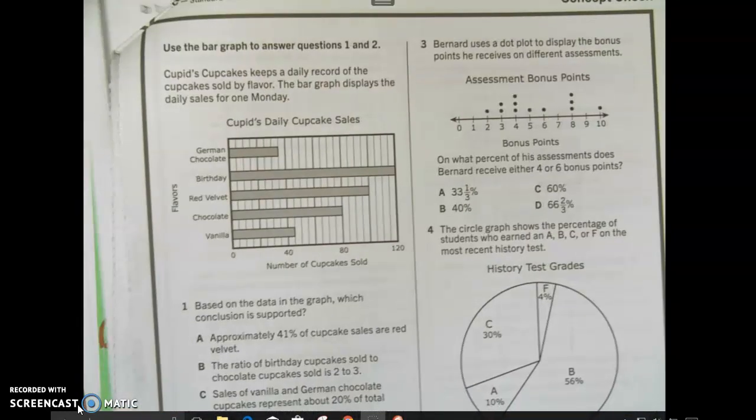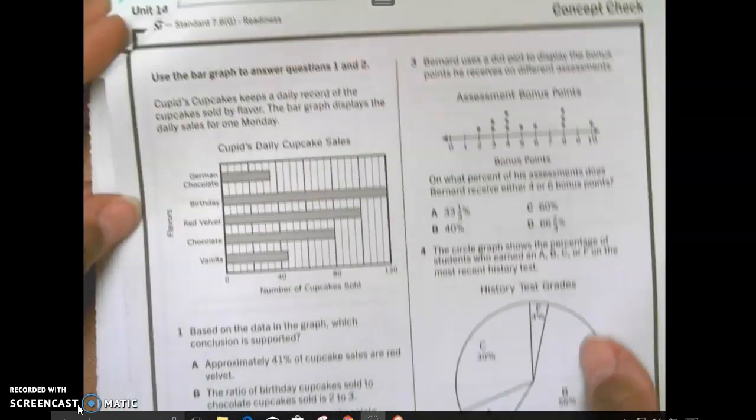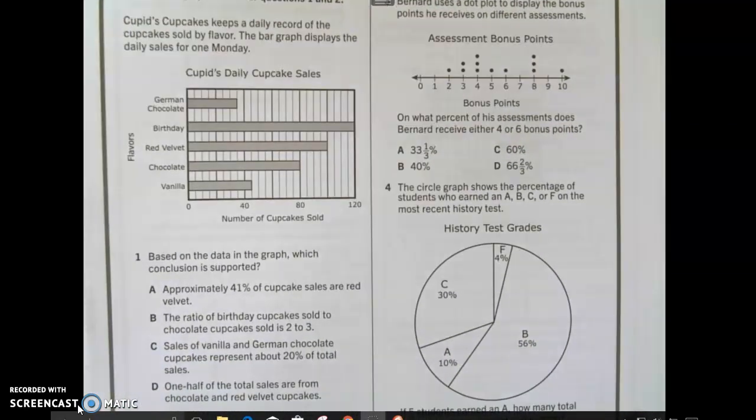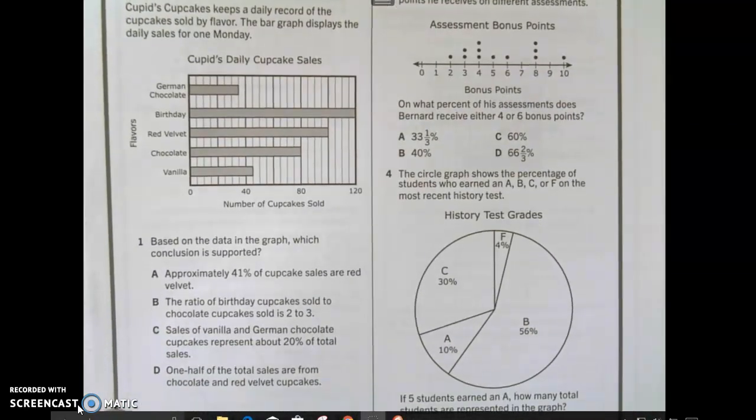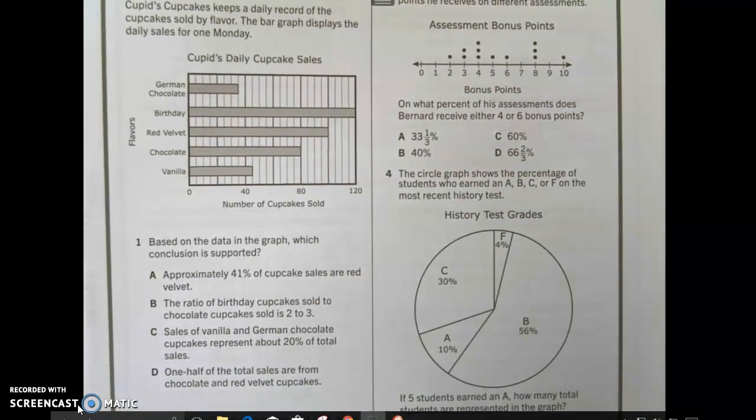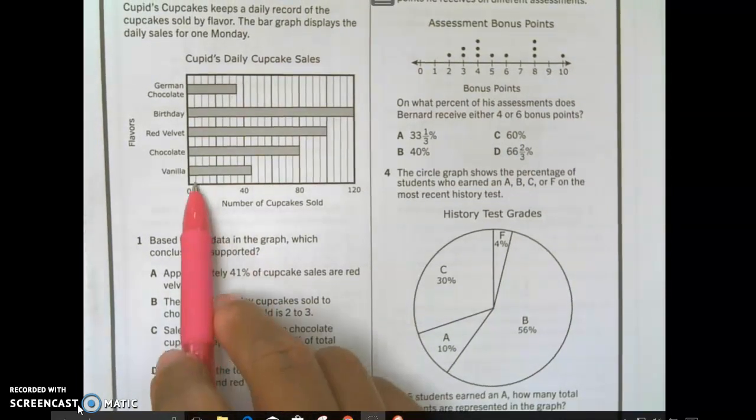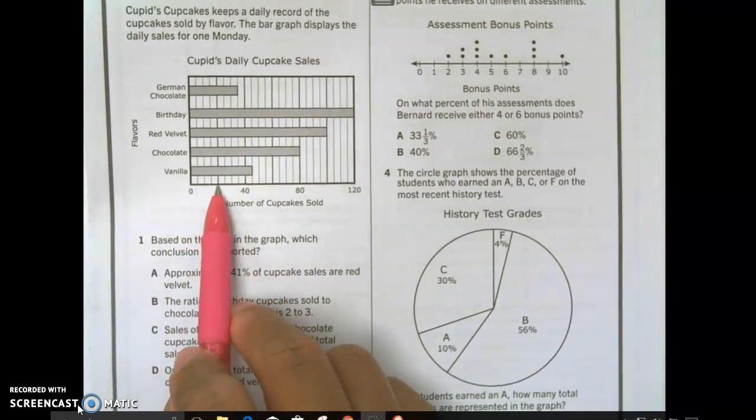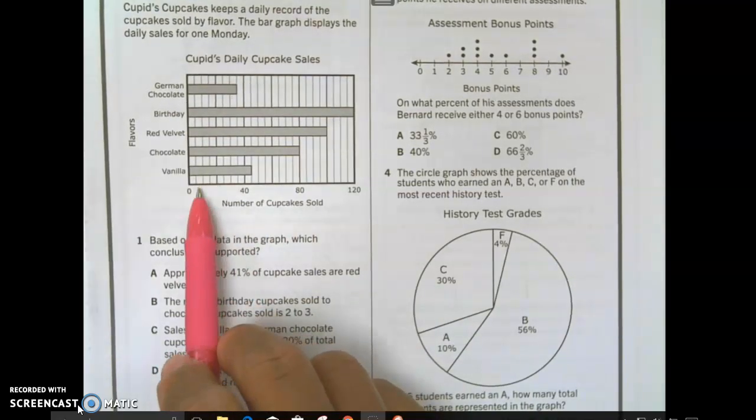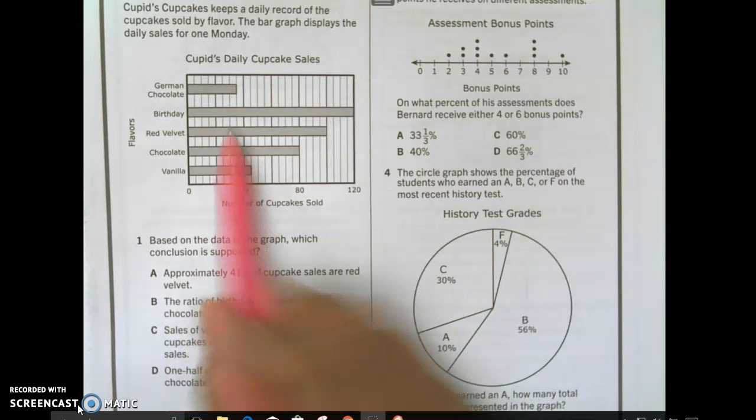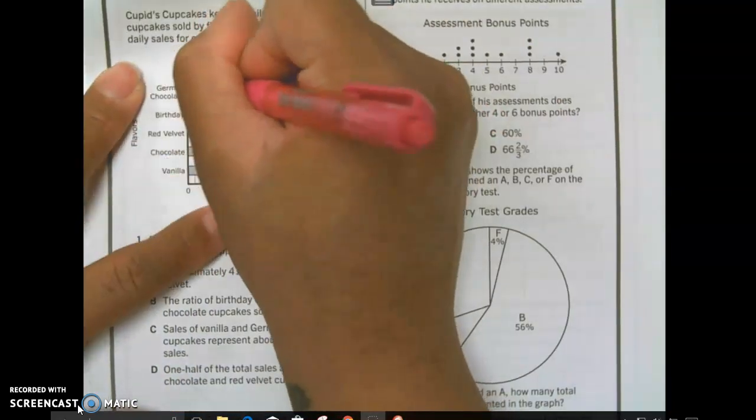165. Cupid's Cupcakes keeps a daily record of the cupcakes sold by flavor. The bar graph displays the daily sales for one Monday. How many German chocolate cupcakes did they sell on Monday? 1, 2, 3, 4. I think this is counting by 5. Hold on, 5, 10, 15, 20, 25, 30, 35, 40. So yes, this is 35.